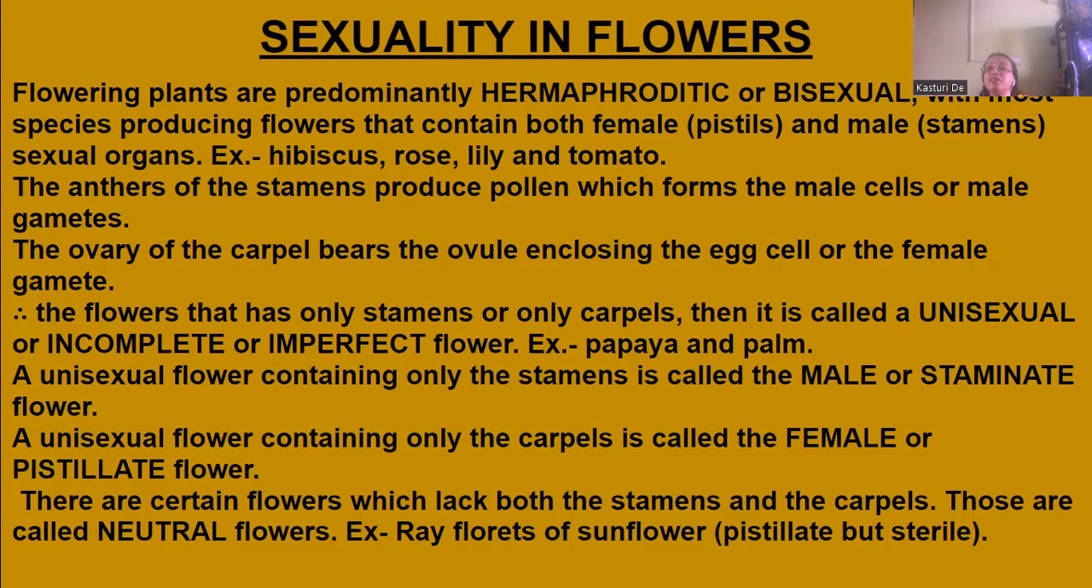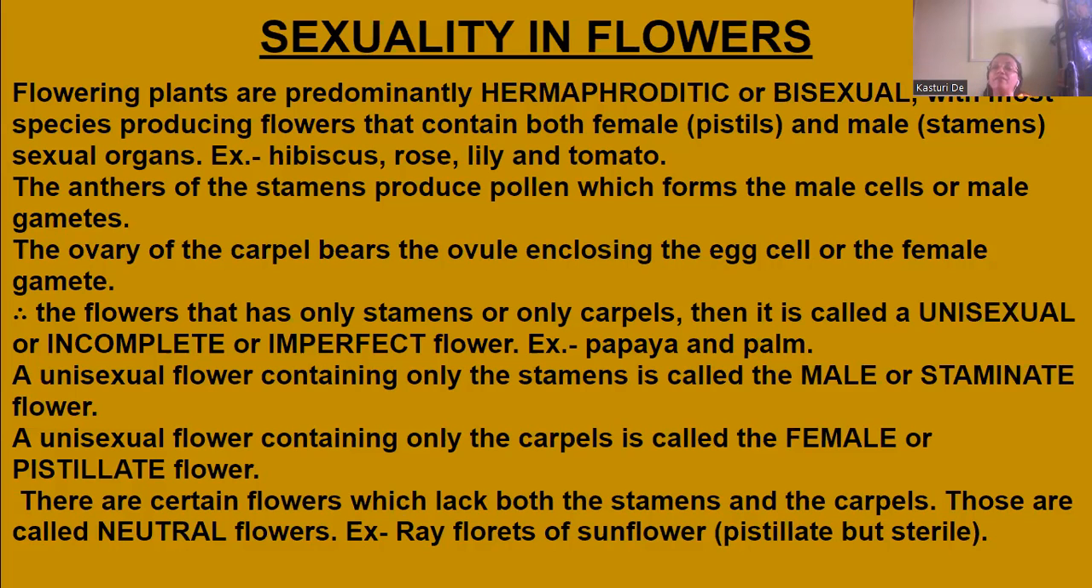Okay, the anthers of the stamens produce pollen which form the male cells or the male gametes. The pollen grains, they produce what? The male cells or the male gametes. The ovary of the carpel bears the ovule, which encloses what? The egg cell or the female gamete. The egg cell is the female gamete, which is enclosed in the ovary, which bears the ovule.